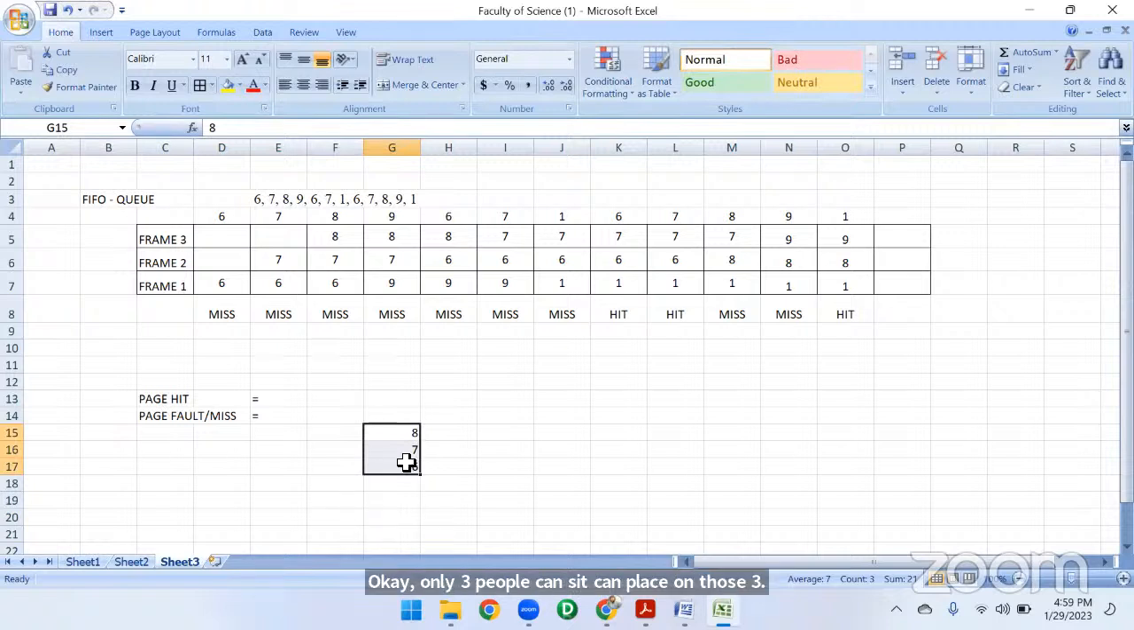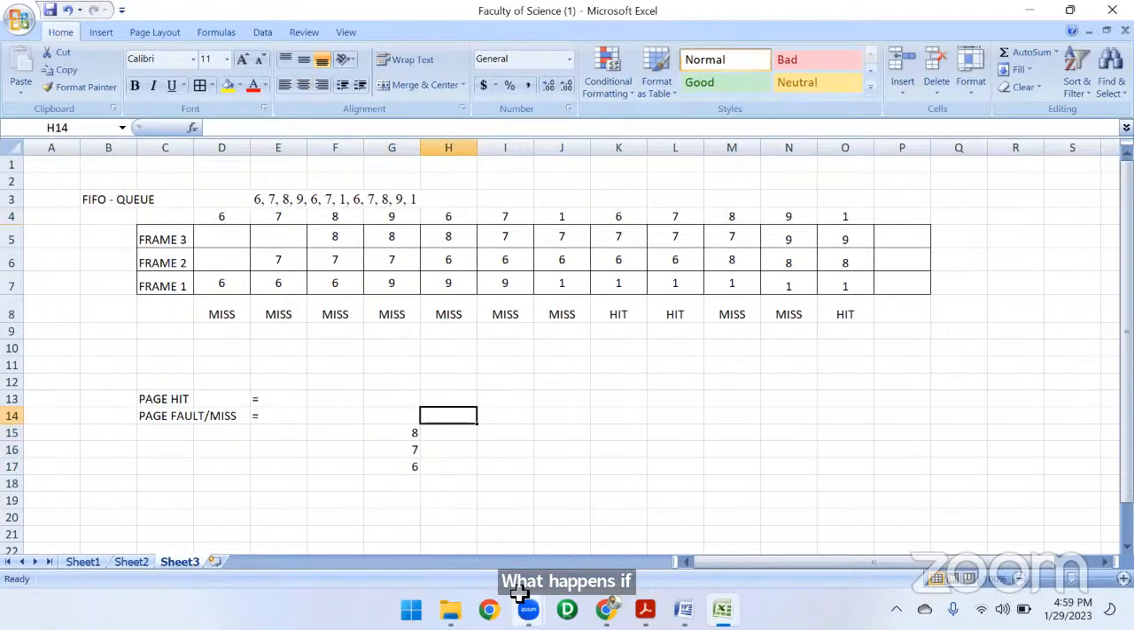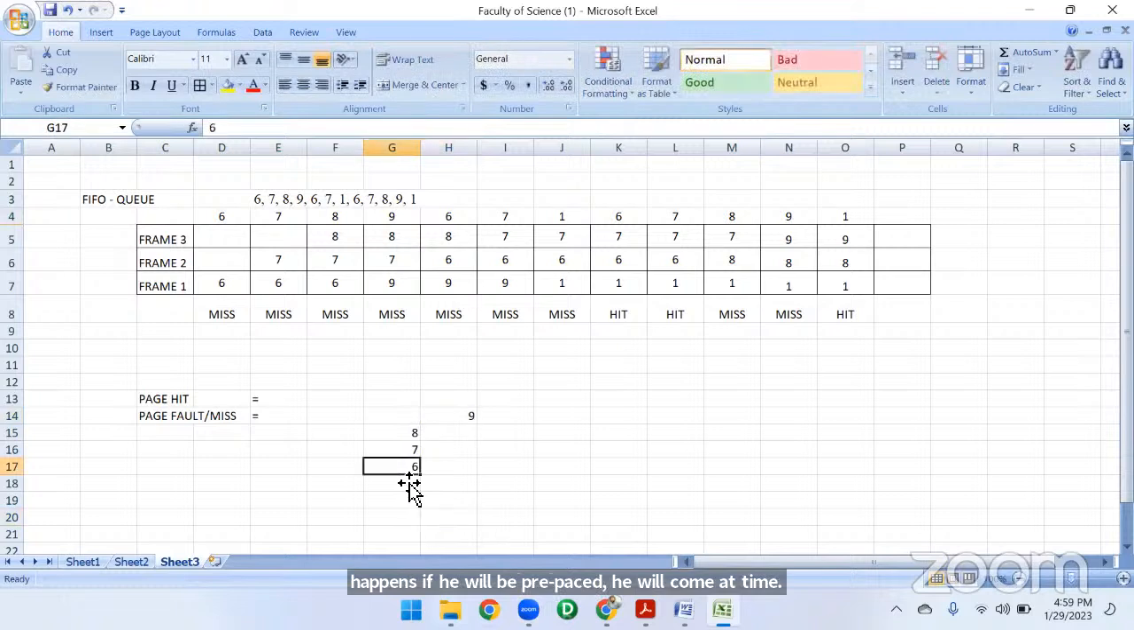So what happens when 9 comes? What happens where he will be placed? He will come at 9. Let me write here only 9. Who will go out? He will go out, right? First in, first out. Are you able to understand?